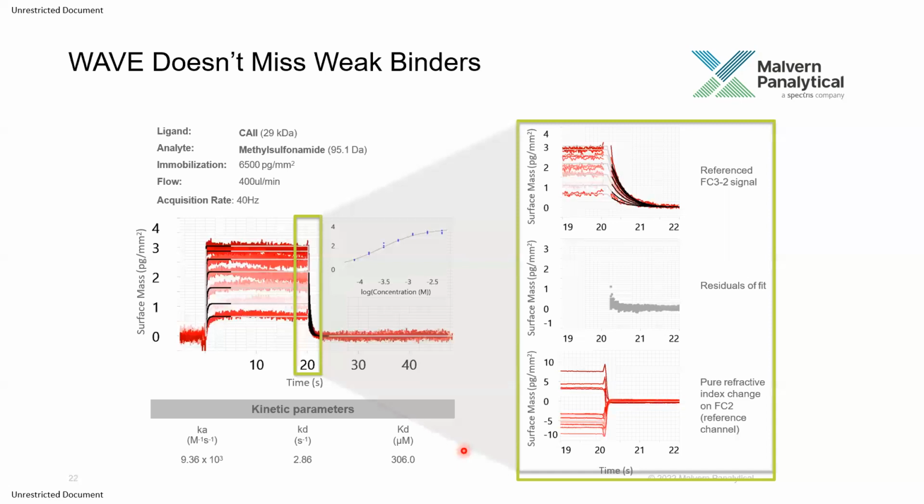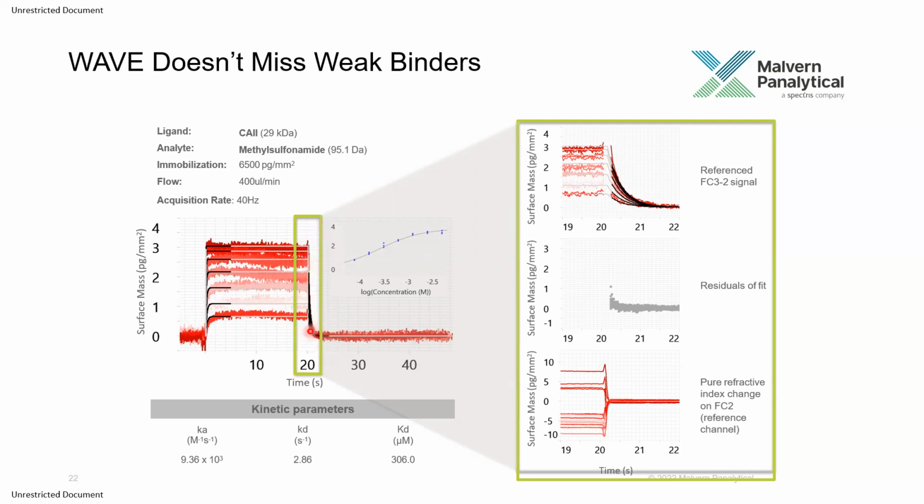Here's another example if you're working with weak binders. Let's say you're doing fragment screening. Here's an example of, again, our carbonic anhydrase data set, around 30 kilodaltons, binding with a fragment which is around 100 daltons. Again, it's a very common profile where you see a rectangular shape, fast on, fast off interaction. You can quickly see with the naked eye that within a few seconds, your signal returns to zero.